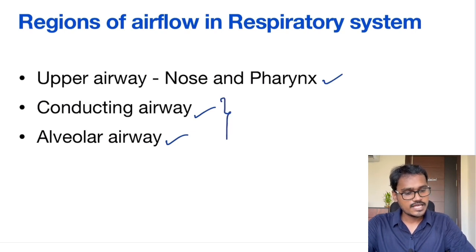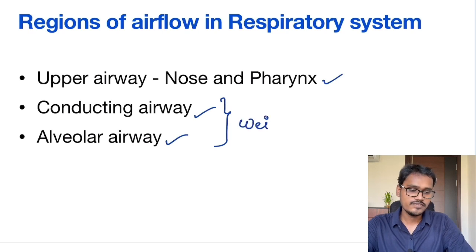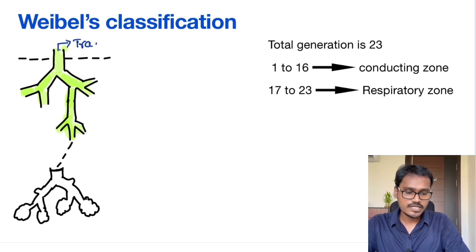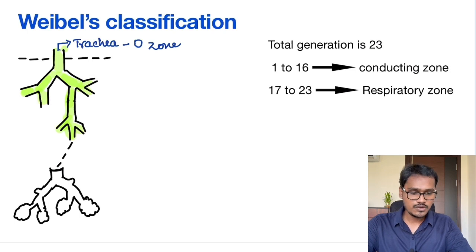So there is a specific classification given for this conducting airway and alveolar airway. That classification is called as Weibel's classification, and it is the name of the scientist, Weibel. For example, let's take the respiratory tract generations, that is the respiratory tract is dividing, keep on dividing and going inside. The first and foremost generation will be our trachea. Even though it is not included in Weibel's classification, it is referred as zone 0 or division 0.